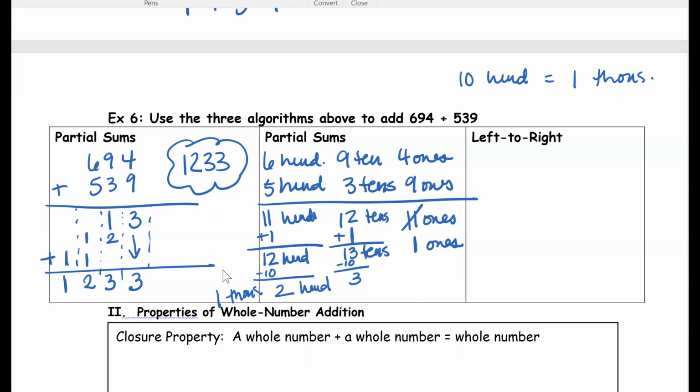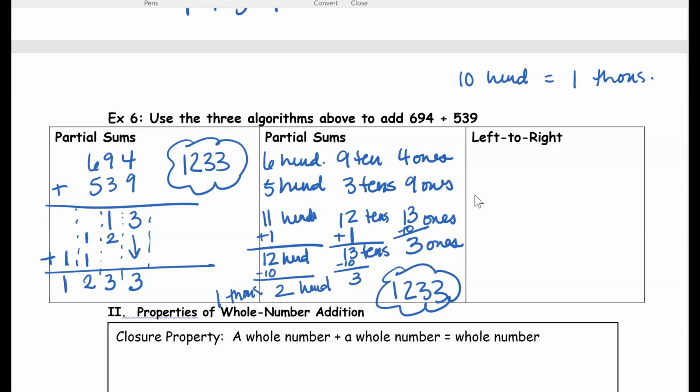So 1,230. Whoops, you know what? I did that wrong. I said 9 plus 4 is 11. It is not. This is where it's good to check your work. 9 plus 4 is 13 ones. So if I take off a 10 there, then I'm left with 3 left over. Okay, cool. So we've got 1,233. Awesome. We got the same answer as before.